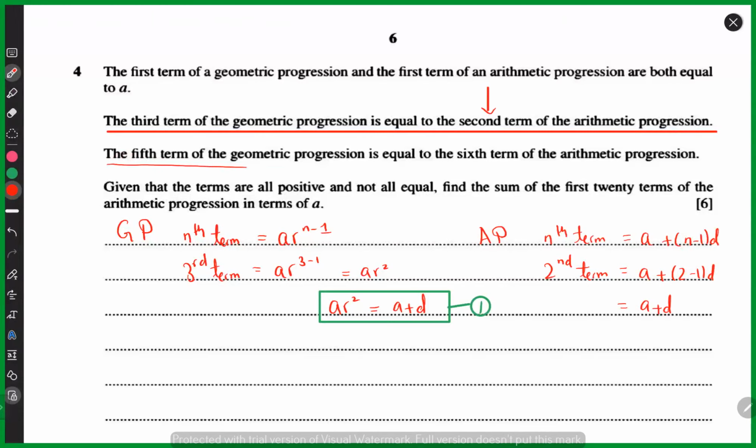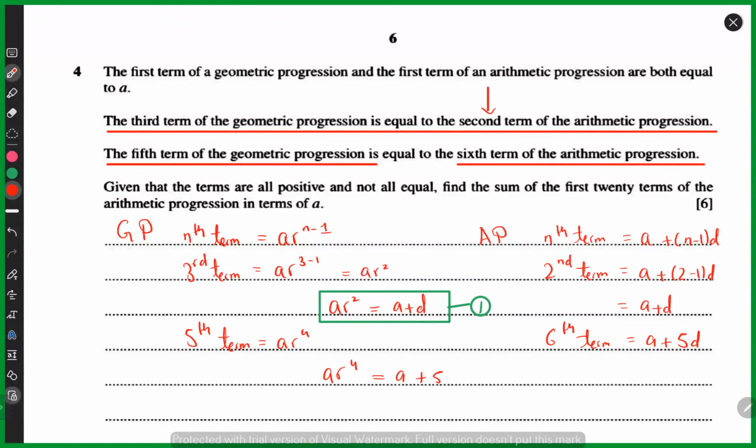The fifth term of the geometric progression. Now they're talking about the fifth term. So the fifth term would be equal to a r power 4. That is equal to the sixth term of the arithmetic progression. So the sixth term, I'm writing it down directly now, it is going to be a plus 6 minus 1 into d, that is 5d. And again, they are equal. a r power 4 is equal to a plus 5d. So this is another thing I have. This is the second piece of information.